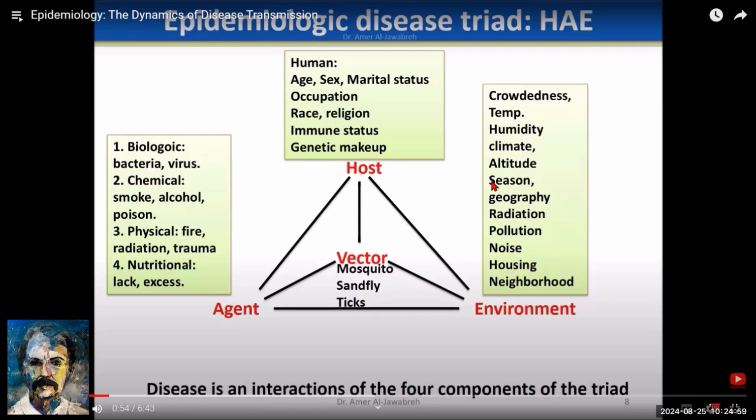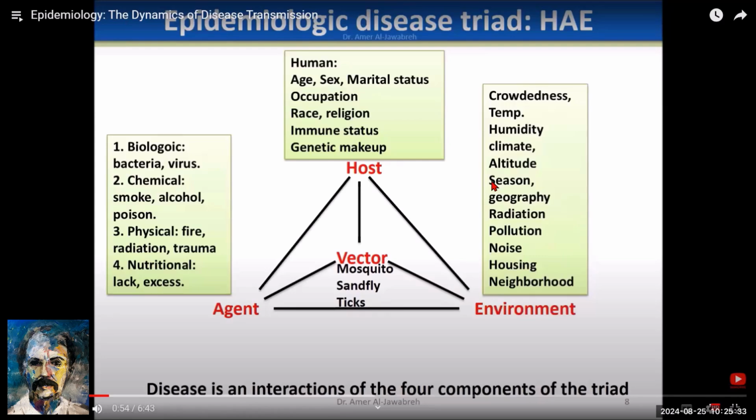Brave decision. Okay, and then we have the agents. You might think that the agents are only biologic: bacteria, viruses, prions, parasites. But the agents can also be chemical. They can be alcohols. They can be poisons: arsenic, mercury, cyanide. All of these are poison. Smoke, you are smoking. Physical can be fire, radiation, trauma, car accident, fall. All of these are also agents.